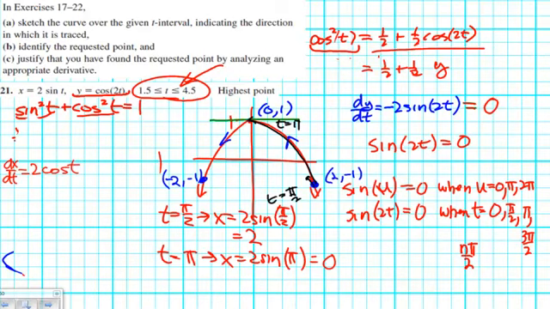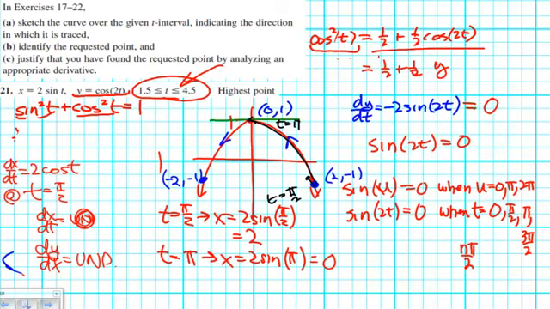Okay, so the derivative of x with respect to t is 2 cosine t, I agree. Cosine is 0 at pi over 2, which was the first place we thought the highest point could be. Oh, I found this. dx/dt is 0, which means that dy/dx is undefined. So that's why the pi over 2 answer doesn't make any sense.